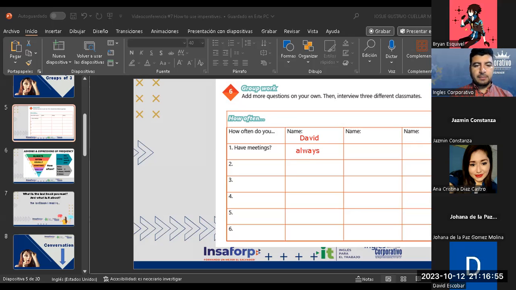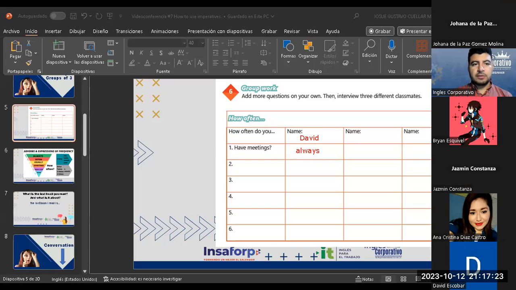Digamos que vamos a ver quién más. Digamos que Wendy dijo que ella usualmente baila merengue. Entonces, Wendy usually dances merengue. Acuérdense que estamos también con las terceras personas. Y la última, digamos que Gracia dijo que nunca cocina. Gracia never cooks. Ok, entonces aquí tenemos las tres.